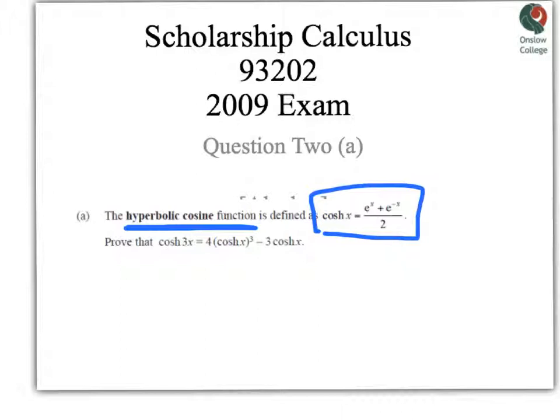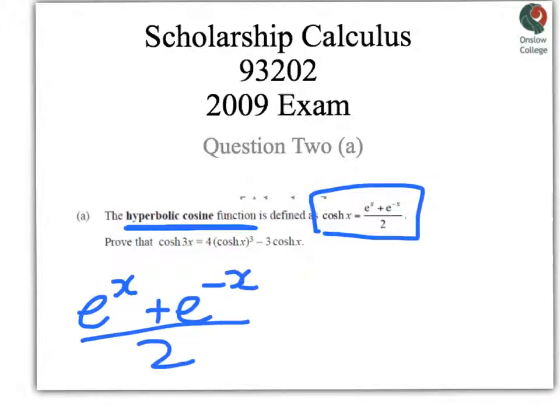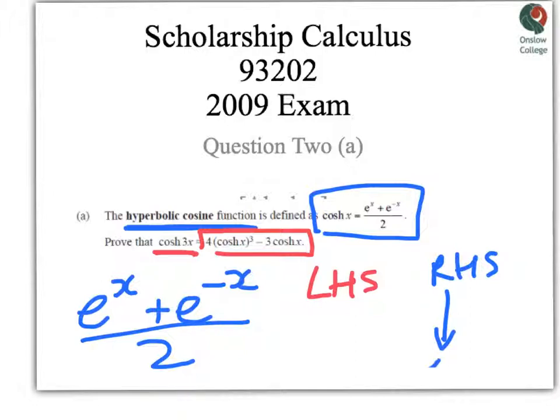So cosh of x is equal to e to the power of x plus e to the negative x over 2. Right, so that's what we're working with. We're being asked to prove that cosh of 3x is equal to 4 times cosh of x cubed minus 3 cosh x. So we're going to look at the left-hand side, get an expression for that, and then we're going to work with the right-hand side and manipulate that until we show that it equals the left-hand side.